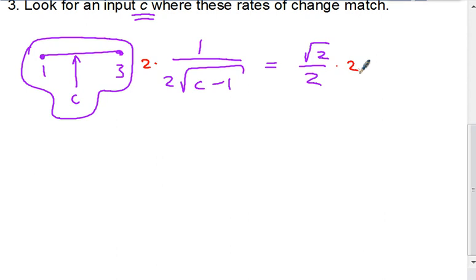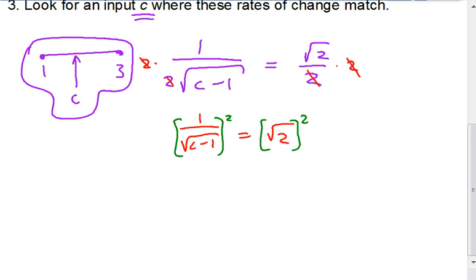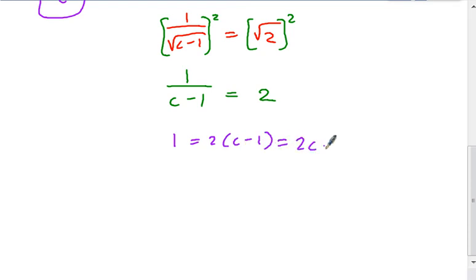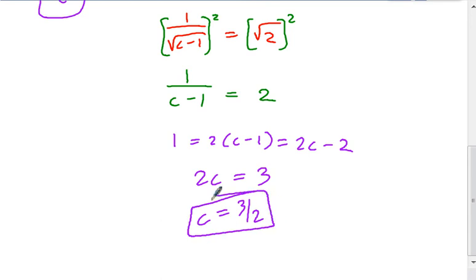Looks like we can multiply both sides by 2 to divide these out, and then I'll bring down what's left. Okay, next step, let's eliminate the square roots by squaring both quantities. And you're going to get this equals that. And now we can just multiply both sides by c minus 1, which is 2c minus 2. Add 2 to both sides, you get 3. Divide by 2, and we found that c is equal to 3/2, or 1.5.